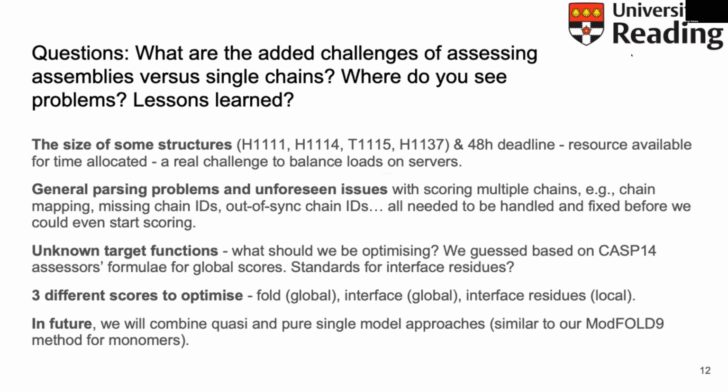So yeah, these are the next questions that were asked. What are the added challenges of assemblies versus single chains? Where do you see problems and lessons learned? So the main real challenge with this was the size of some of the structures. This gave us a real challenge to balance the load on our servers so we could meet the 48-hour deadline. So we did all of our predictions for the whole of CASP on 2 servers with A10 GPUs.